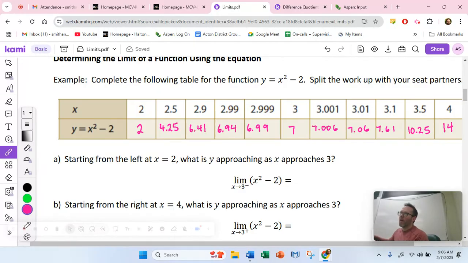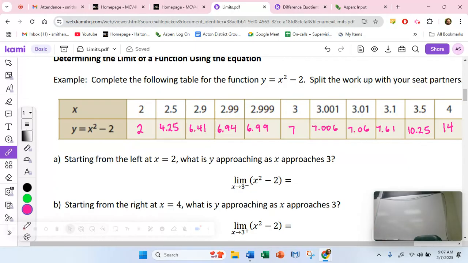Now, if you thought, why are we doing this? There are no surprises here, because this is a continuous function. We expect the numbers to get close to 7, because that's actually what the y value is when you plug in 3. It is equal to 7. But we're going to introduce some new terminology here, some new notation for you guys.